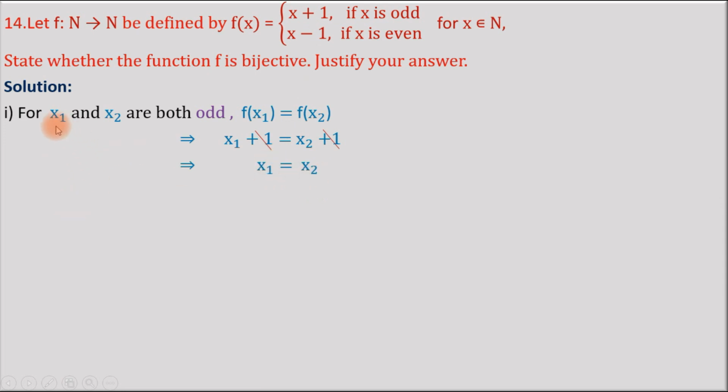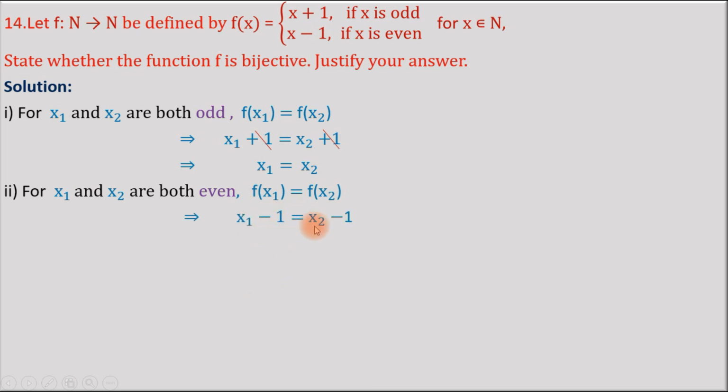Take the second case, when x1 and x2 are both even numbers. So x1, x2 belong to even numbers. f of x1 equals f of x2. If x is an even number, then f of x is x minus 1. So this becomes x1 minus 1 equals x2 minus 1. This implies x1 equals x2.